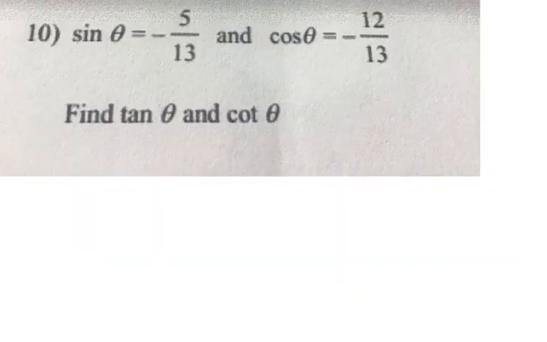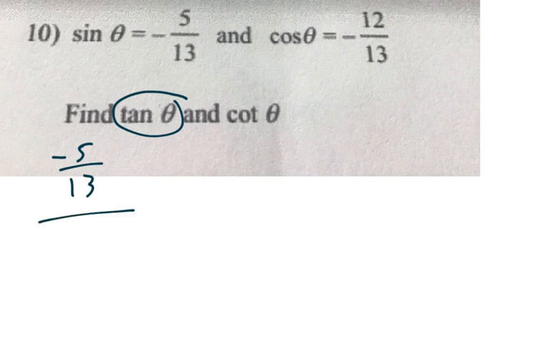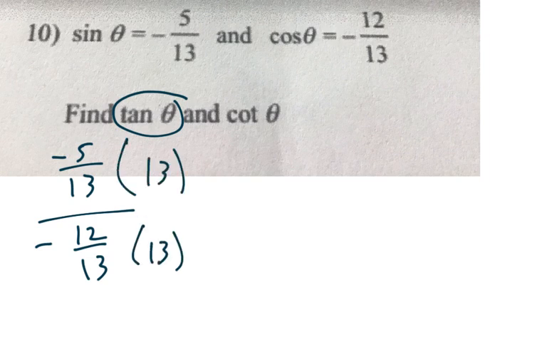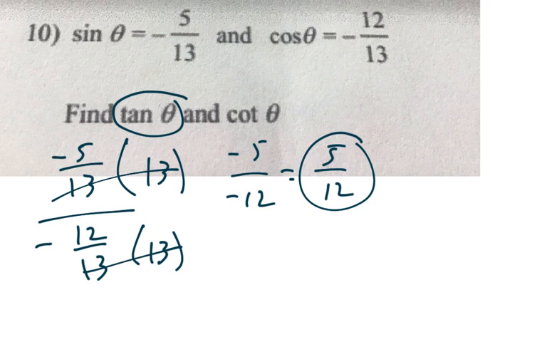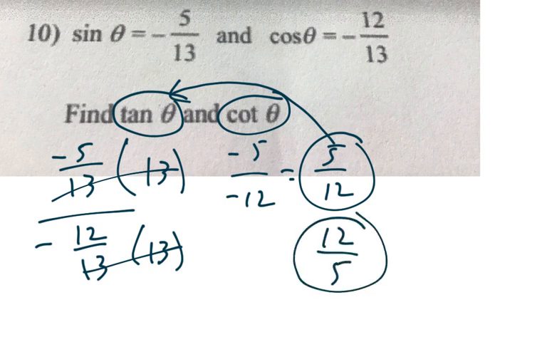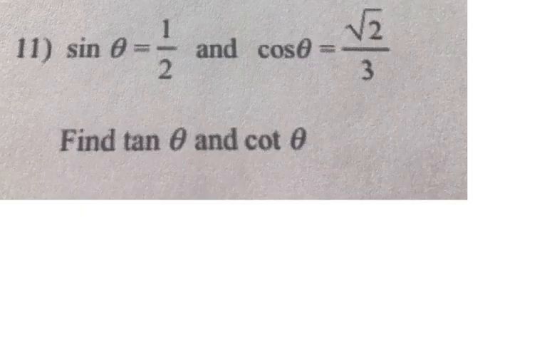All right, now let's try this one without any sketching. You ready? What is the tangent of theta? I'm simply going to take the sine over the cosine. No sketch required. If I times by 13, I know I get negative 5 over negative 12, which simplifies to 5 over 12. And this is my tangent. What do I do to find cotangent? Just do the reciprocal. Cotangent is simply 12 over 5. Okay, let's do the next one.